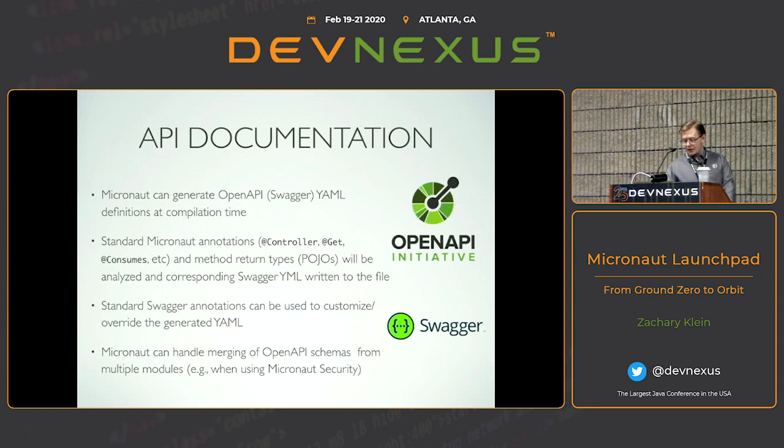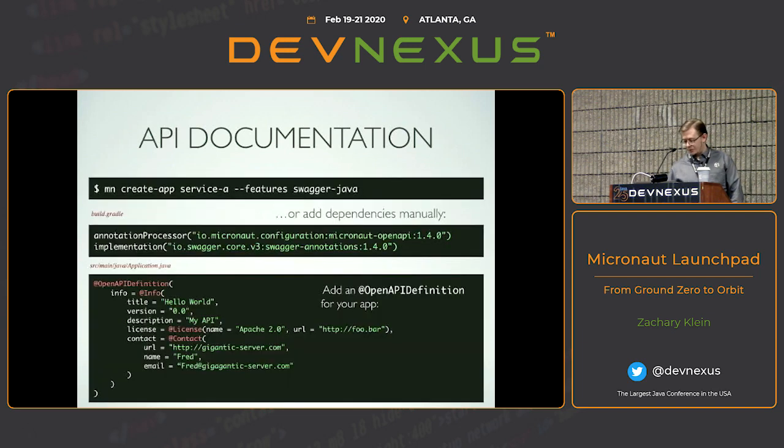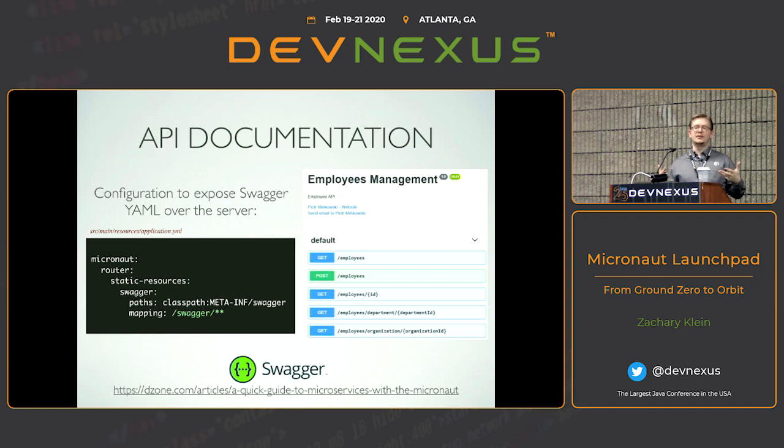We already looked at the open API features, so I'm just going to kind of breeze through those. Again, the idea is that Micronaut at compile time is analyzing your code, and anything we can do at compile time in Micronaut, we do at compile time, and that includes generating your API documentation and optionally serving it up over the server if that's the way you want to handle it.